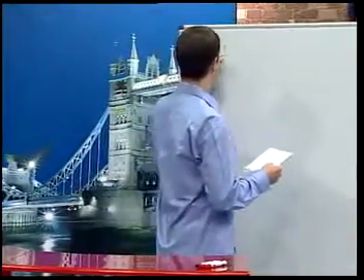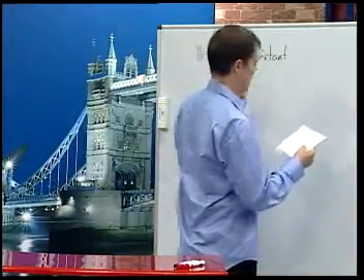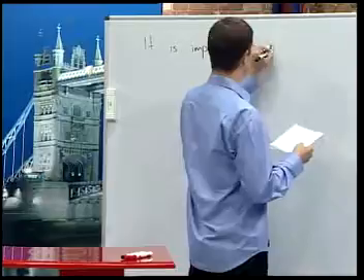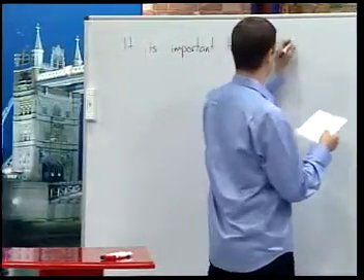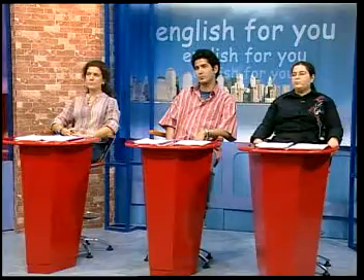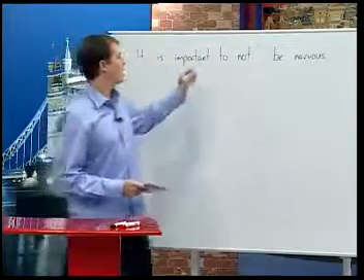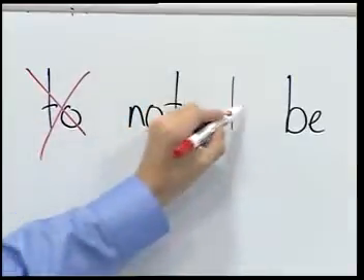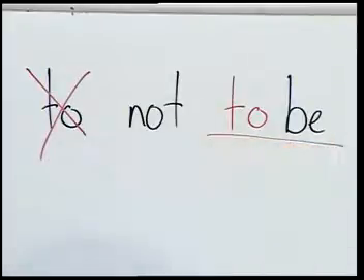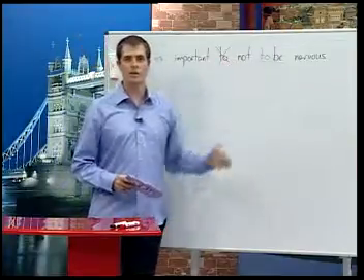Let's have a look at this. It is important to not be nervous. So it is important to not be nervous is incorrect. It's not correct. We have to take away this and put the infinitive here. So not must be before the infinitive to be. It is important not to be nervous.